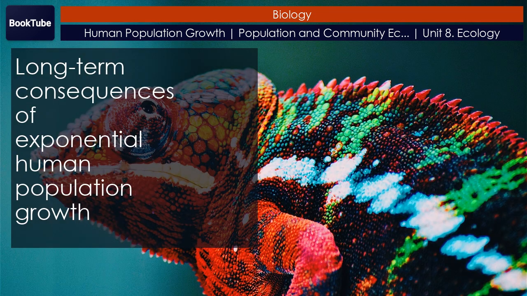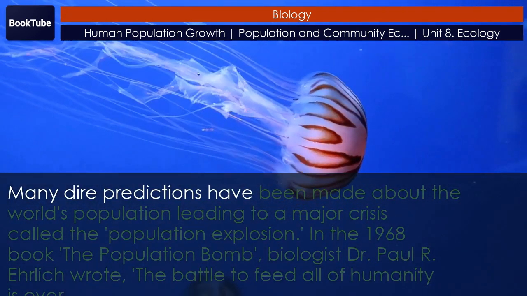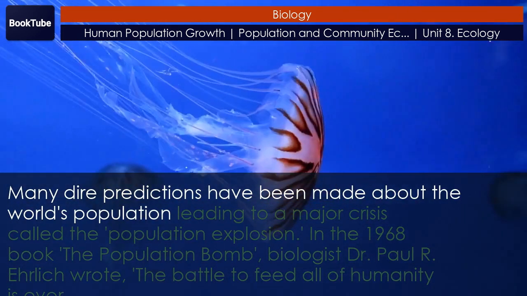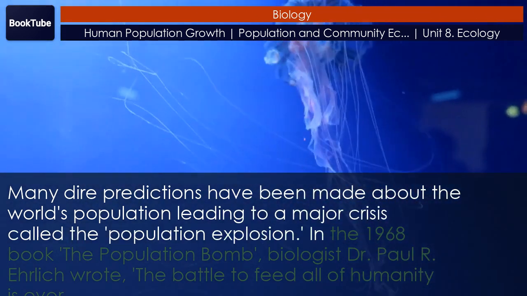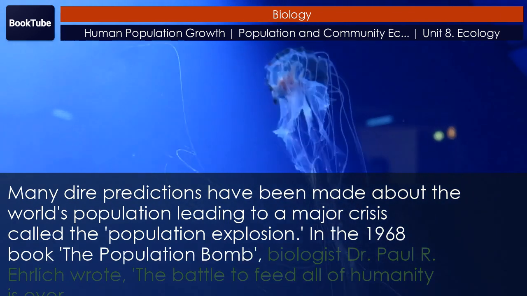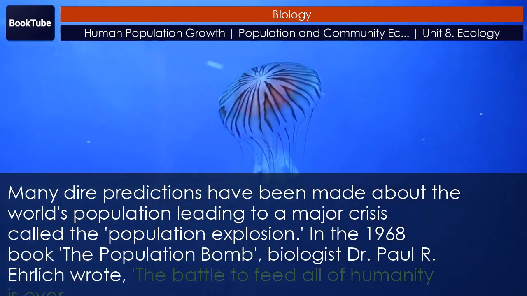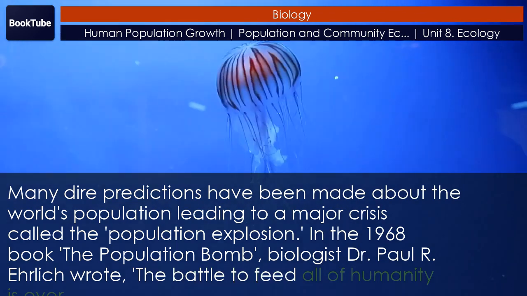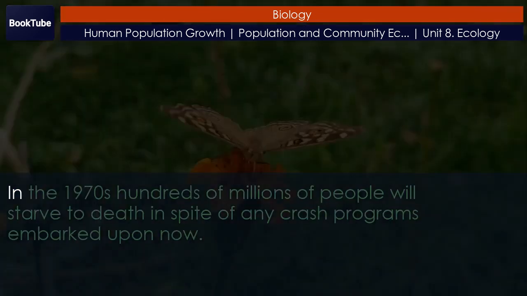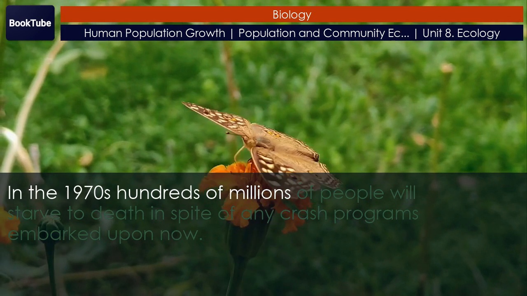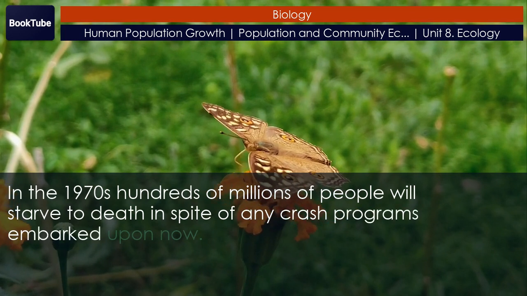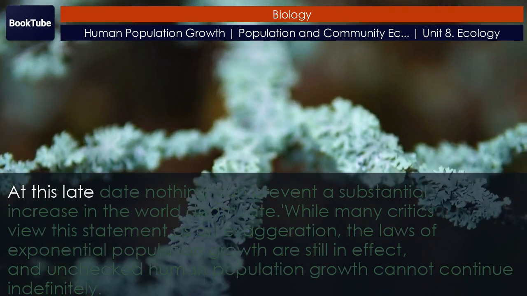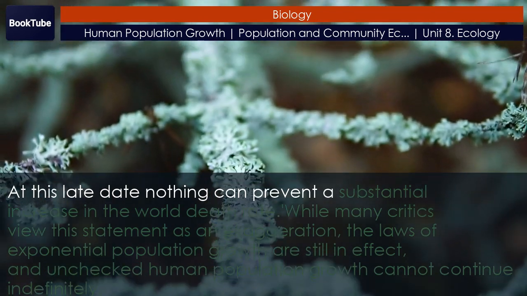Long-term consequences of exponential human population growth. Many dire predictions have been made about the world's population, leading to a major crisis called the population explosion. In the 1968 book, The Population Bomb, biologist Dr. Paul R. Ehrlich wrote, "The battle to feed all of humanity is over. In the 1970s, hundreds of millions of people will starve to death in spite of any crash programs embarked upon now. At this late date, nothing can prevent a substantial increase in the world death rate."